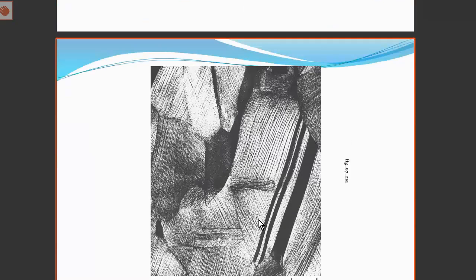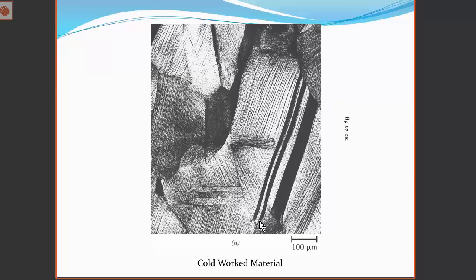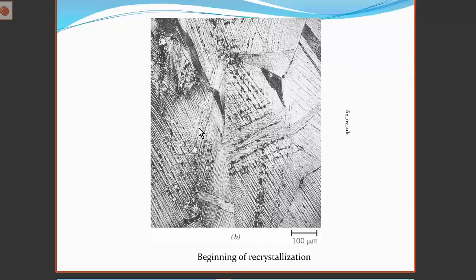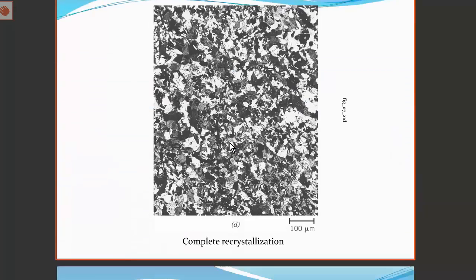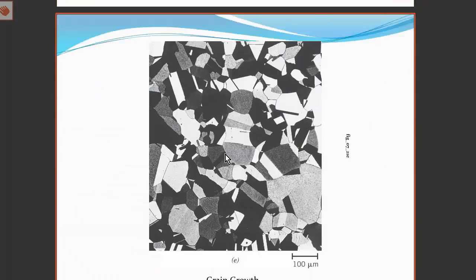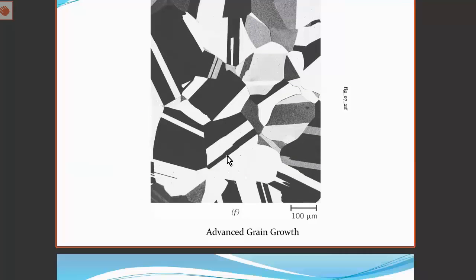Let's see that in an actual piece of brass. I believe this is brass. This is a cold worked material, so it will contain a tangle of dislocations. At the beginning of recrystallization, we see crystals forming. We can't see the polygonized cell wall structure, but they will be forming within the cell walls. We get intermediate recrystallization, and then full recrystallization. After that, we get grain growth, and this is further grain growth.